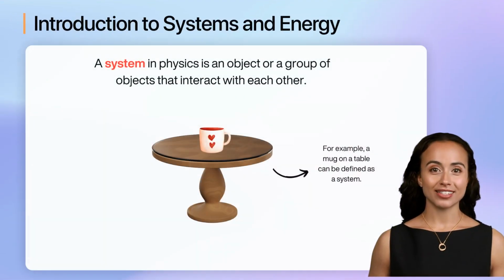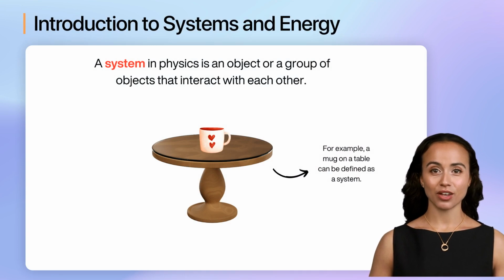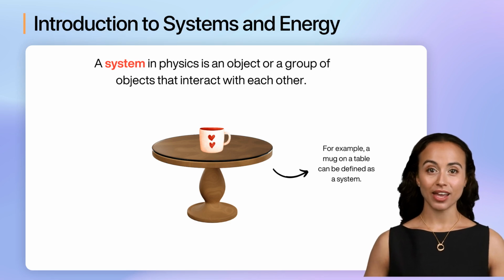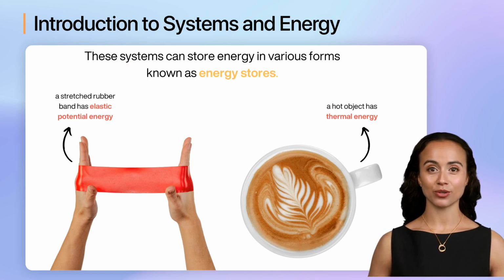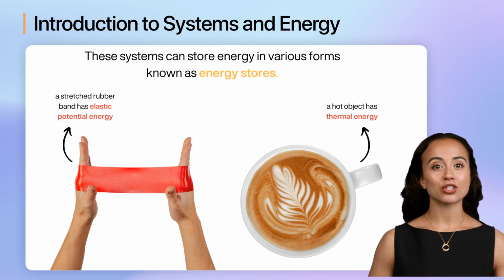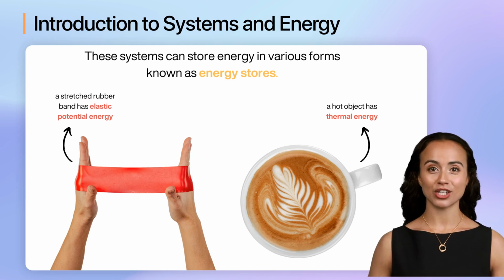A system in physics is an object or a group of objects that interact with each other. For example, a mug on a table can be described as a system. These systems can store energy in various forms known as energy stores. For example, a stretched rubber band has elastic potential energy, or a hot object has thermal energy.